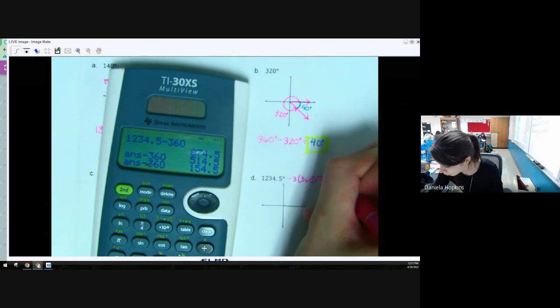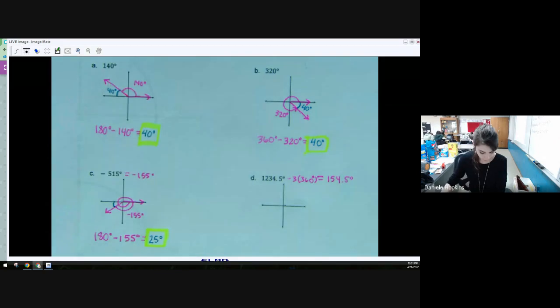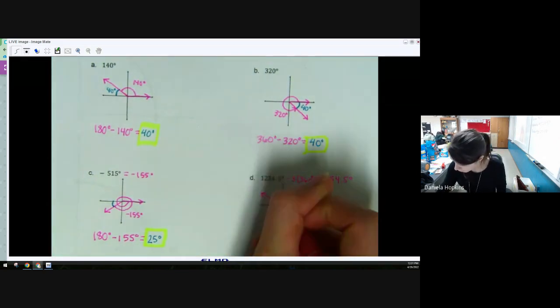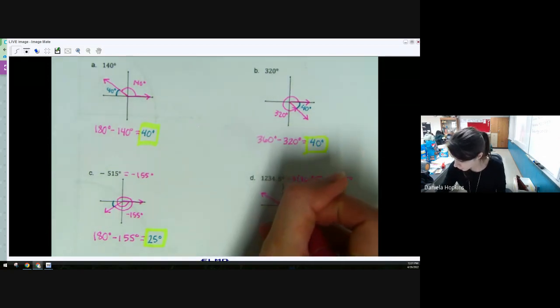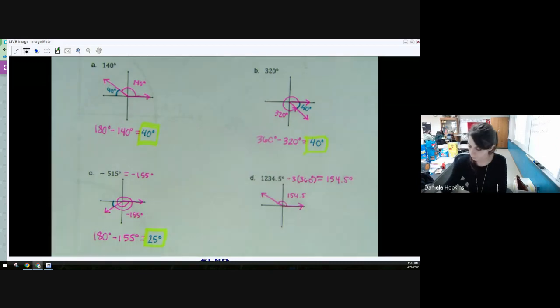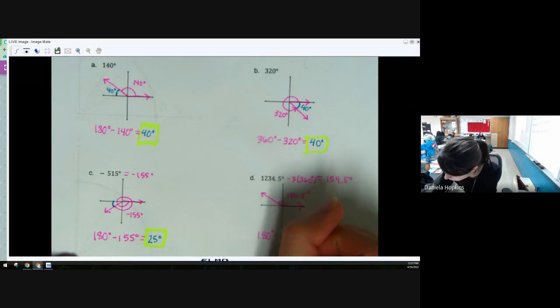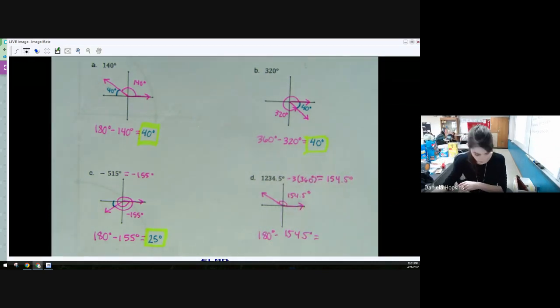to get that my coterminal angle is equal to 154.5 degrees. And if I graph that, that would end up right about here. It's 154.5. So I ended up in the second quadrant, so I'll use this rule where I do 180 minus 154.5, and I end up with a reference angle of 25.5.